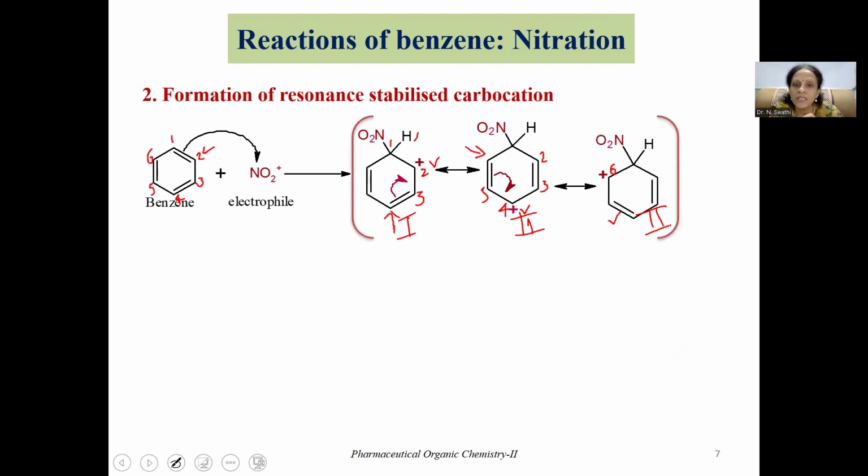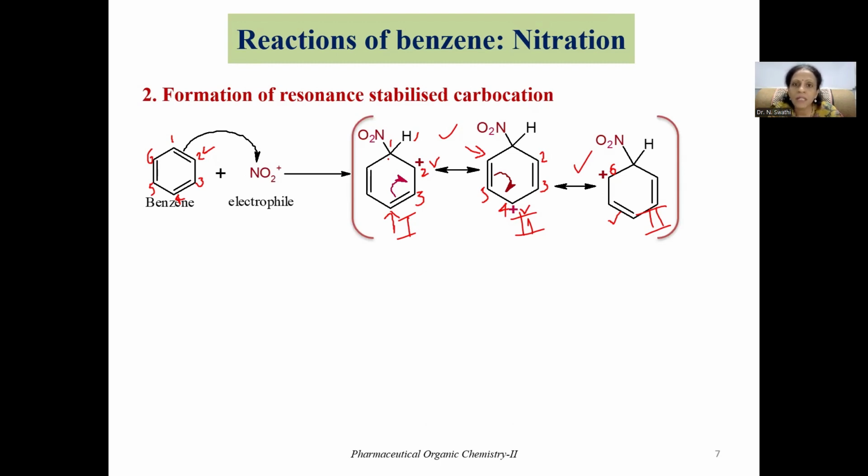So the resulting resonance structures are usually shown with double-sided arrows because one is obtained from the other, and they will always be shown in brackets. So if you observe these three resulting resonance structures, we can make out two important points.